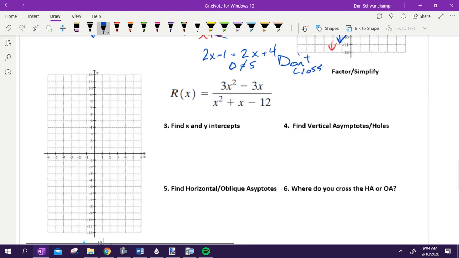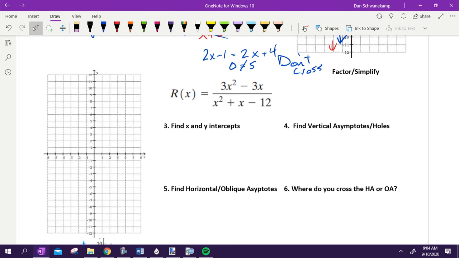So we are factoring or simplifying first. So Aaron H., how'd you factor this one? Good. So what were you left with? Good. 3x and x minus 1, and then on bottom? X plus 4 and x minus 3. Good. We're going to try to simplify. Do we have any holes on this one? No. Nothing cancels on top and bottom, so there's not going to be any holes.